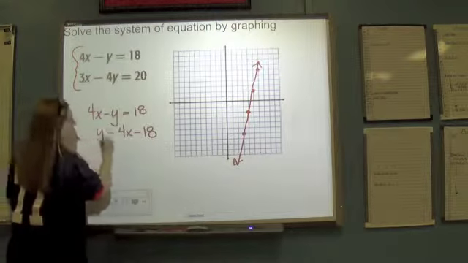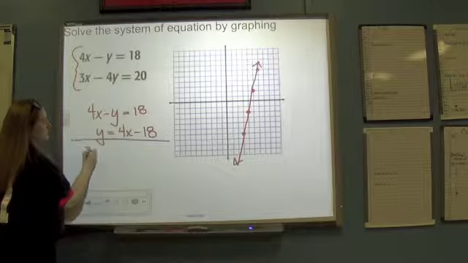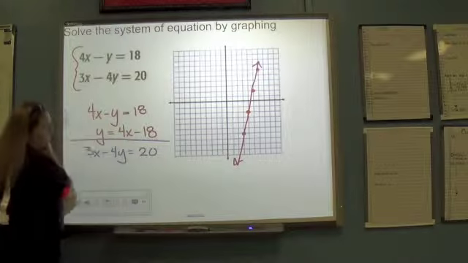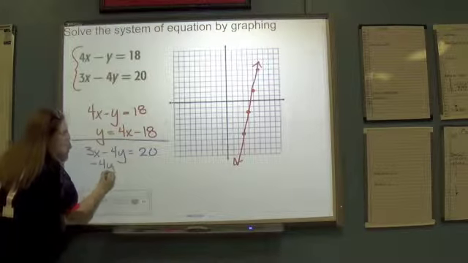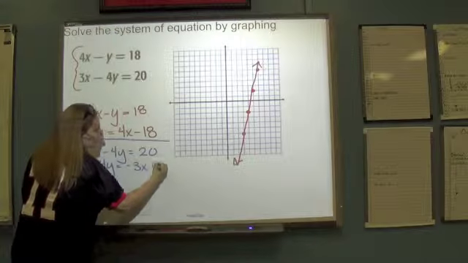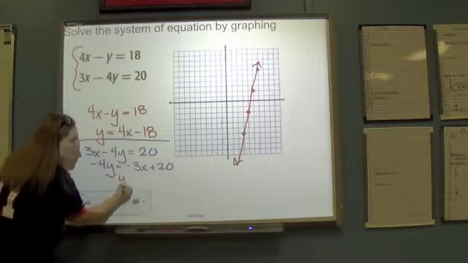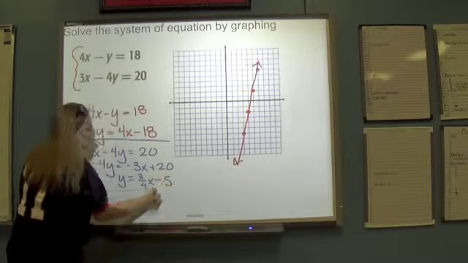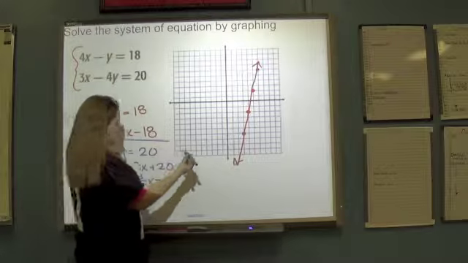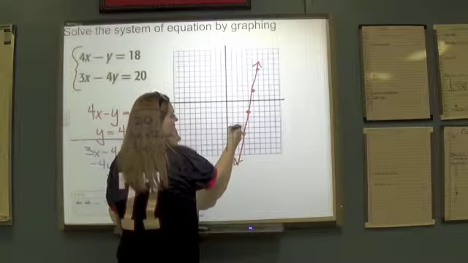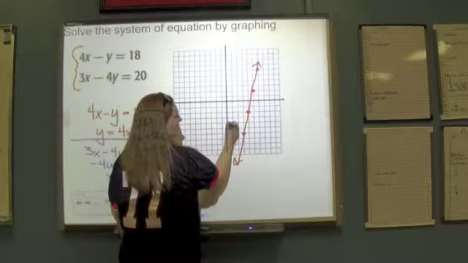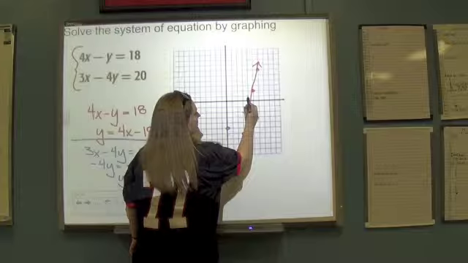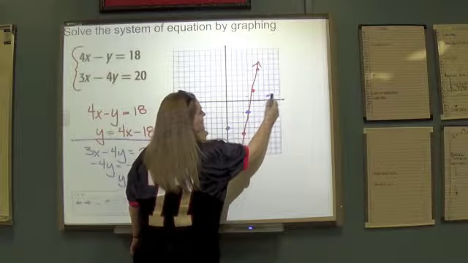Now, let's do the second equation, 3x minus 4y equals 20. I want to make this equal y also. So negative 4y equals negative 3x plus 20. Then I divide by negative 4, so y equals 3 over 4 x minus 5. So we go down 5, that's the y-intercept. And we're going to go up 3, over 4. Up 3, over 4. So I graph the lines.